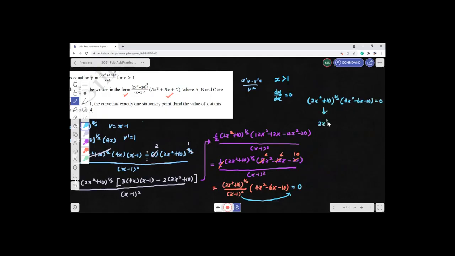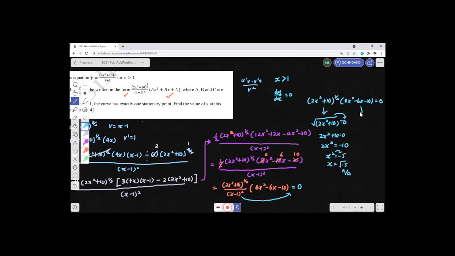So I make this equal to 0 first. So (2x squared plus 10) to the power of 1 over 2, equal to 0. The square root I bring to 0, no more. So 2x squared plus 10 equal to 0, 2x squared equal to negative 10, x squared equal to negative 5. You cannot square root negative 5. So this is wrong. The front part cannot be 0.